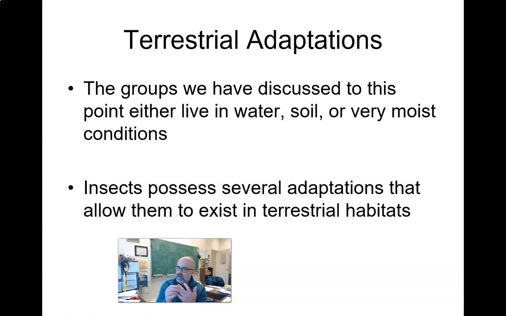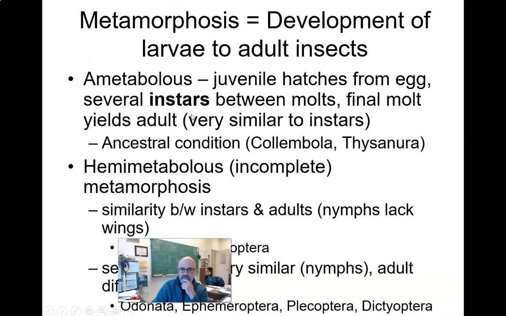And let's see what else for terrestrial. So those are the big things that allow insecta to live in very dry terrestrial habitats.